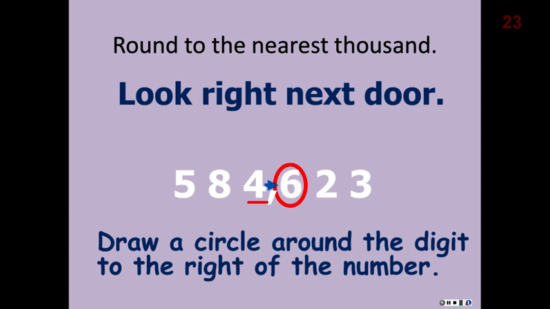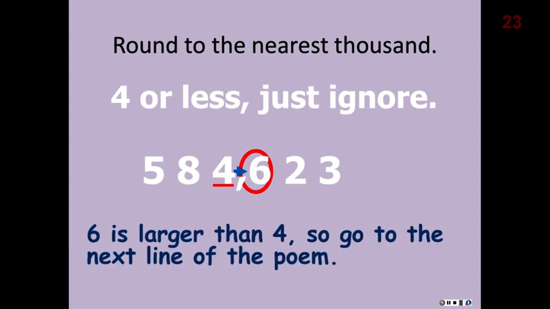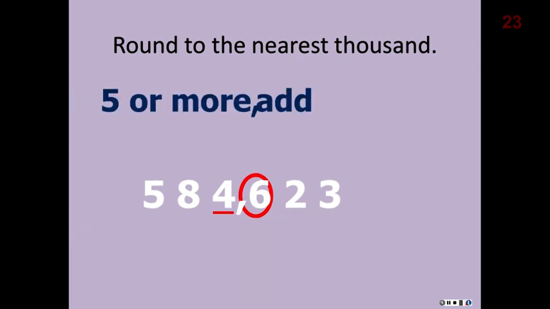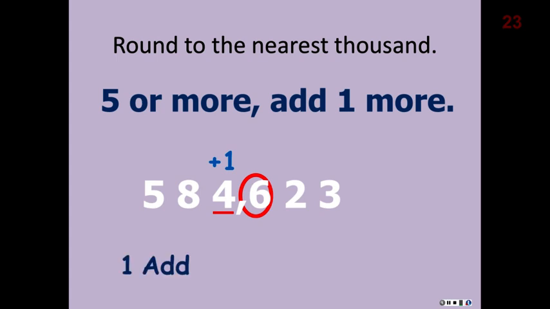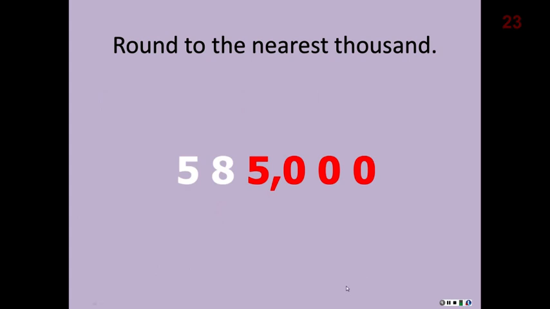Now, that's the number you compare. If that number is 4 or less, you're going to just ignore and that number underlined stays the same. But because this is 5 or more, 4 becomes a 5. Going to add one more. And it's a math problem. You're just going to add 1. Then you fill your zeros starting at 6. Now what number did I end up with? What's this number? 585,000.